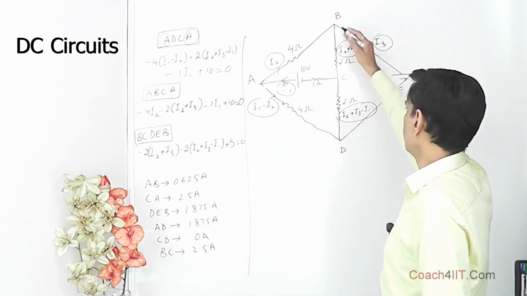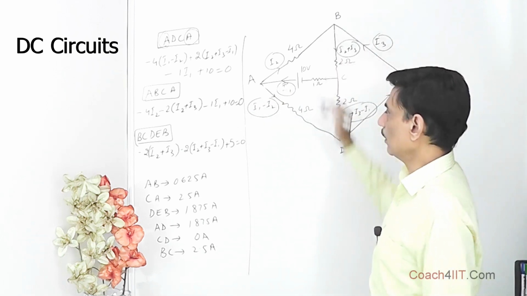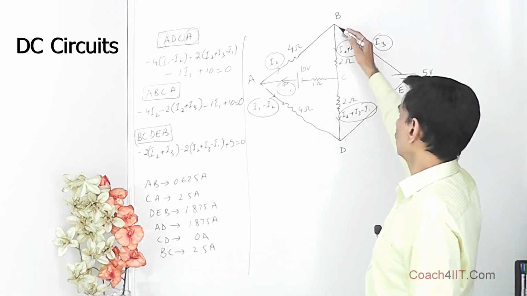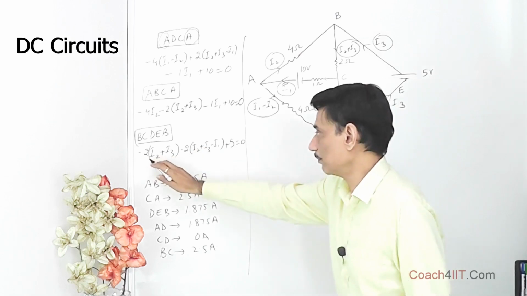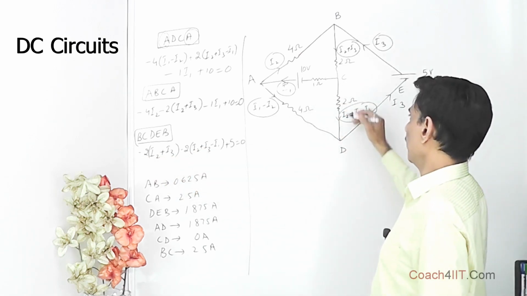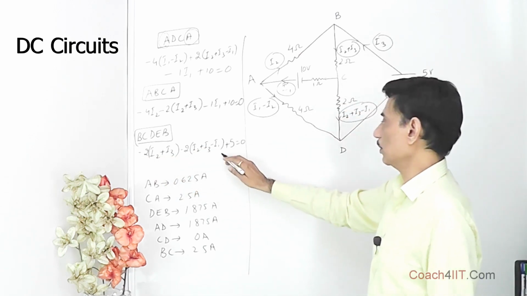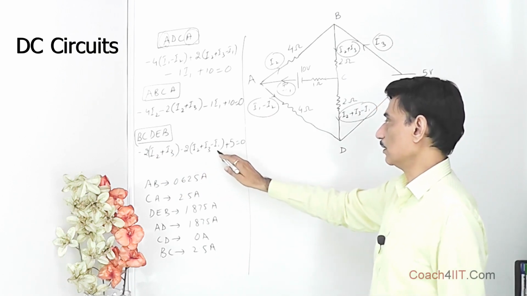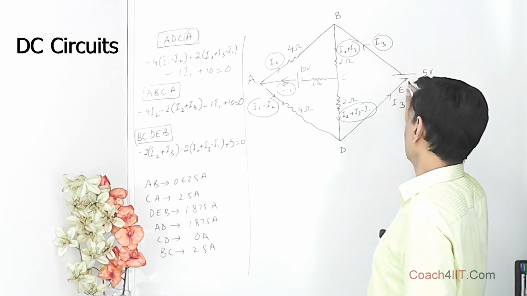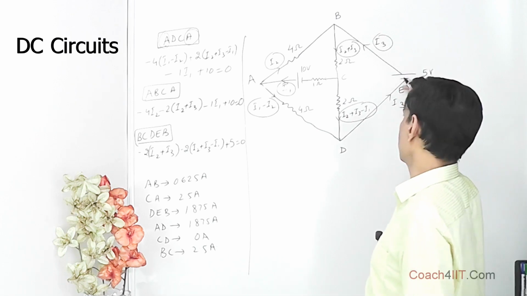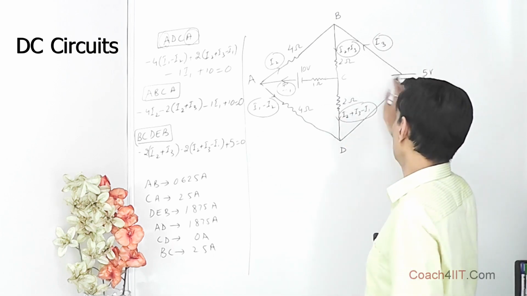When we take this loop, B, C, D, E, B, from here to here we go, it is once again the direction of current, so it is going to be negative I into R. When you go from here, once again the direction of current, minus 2 (I2 plus I3 minus I1), so once again it is negative. When you go from here to here, that is from negative to positive, there is a gain of potential, plus 5 is equal to 0.